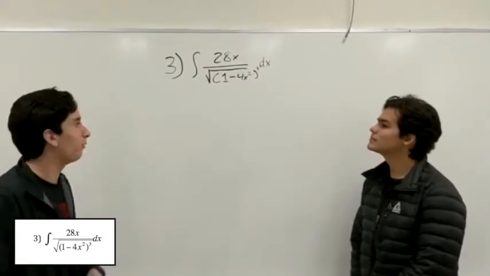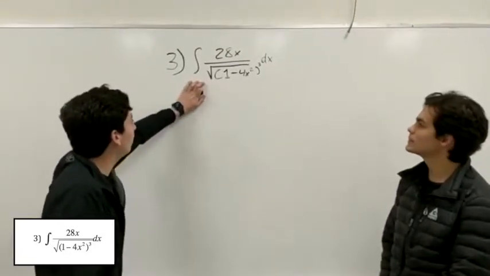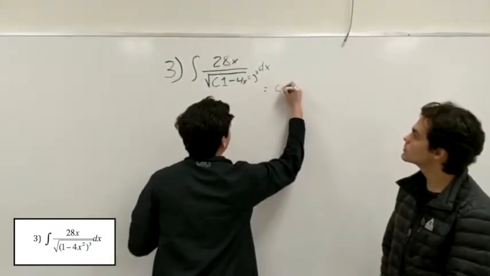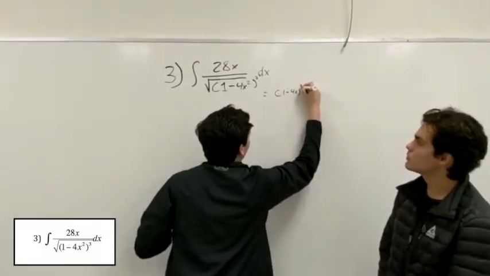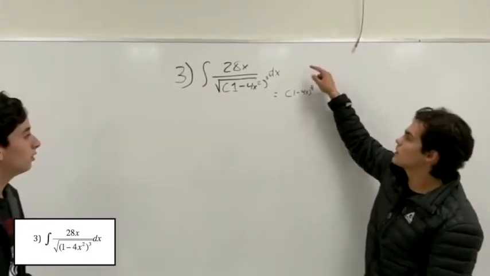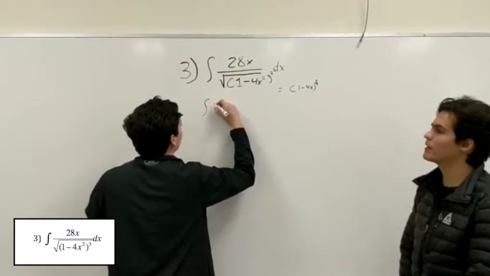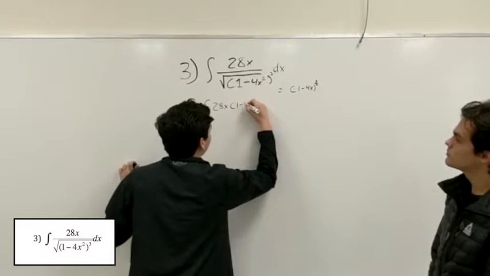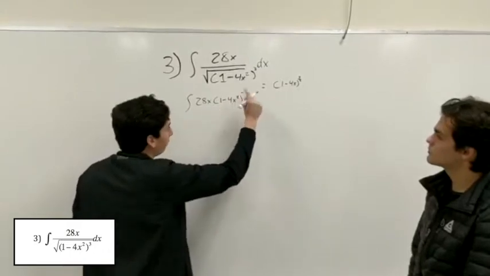Hello, this is problem number 3 of section number 2. So this is the equation we have to integrate. First of all, this is equal to 1 minus 4x squared to the 3/2 because of the square root. And you need to move this to the top because you need to have all the equation in the top and not in the bottom, so it becomes a negative. Don't forget the negative.